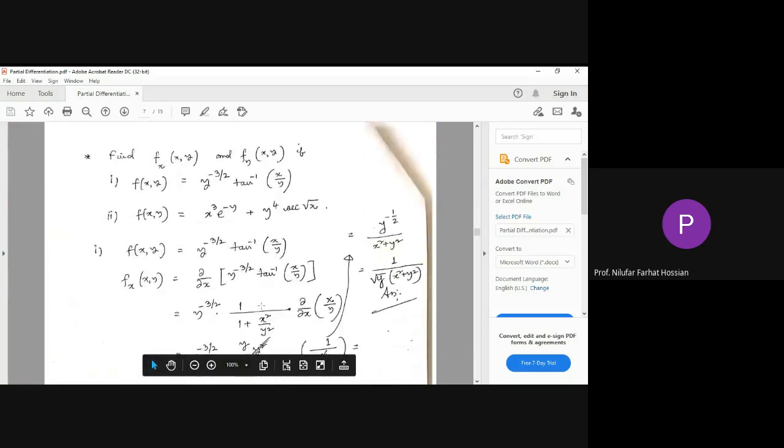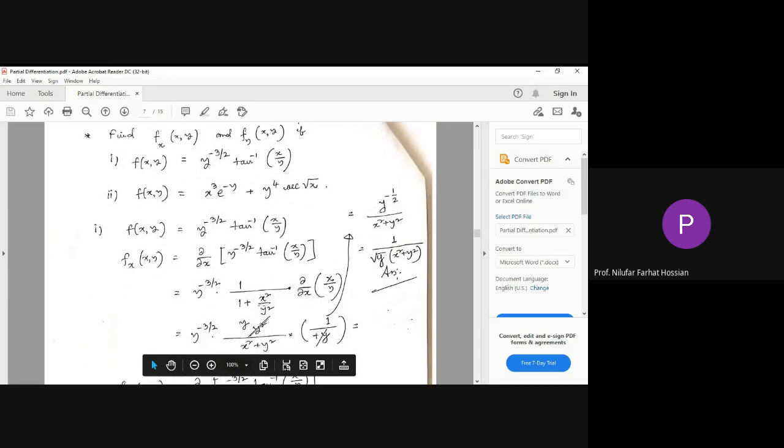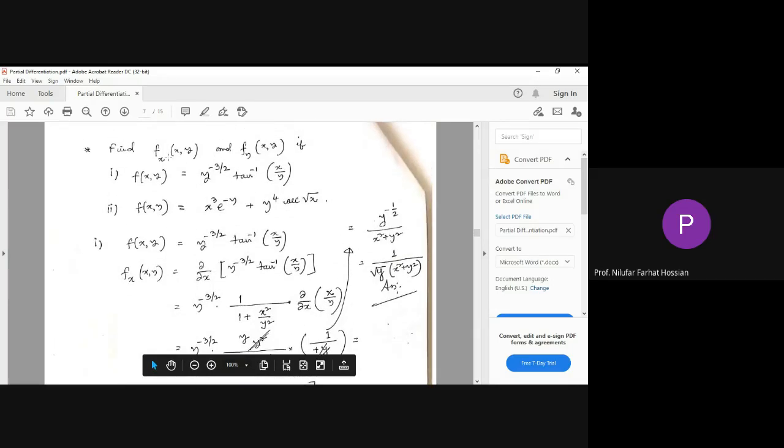Okay, now the next math. Find fx xy. That means what is it? It is actually del f by del x. It is actually the partial derivative of f with respect to x. And here it is the partial derivative of f with respect to y, where there are two functions.